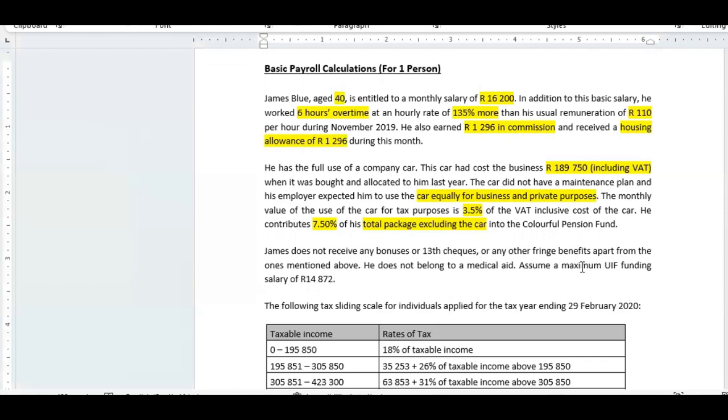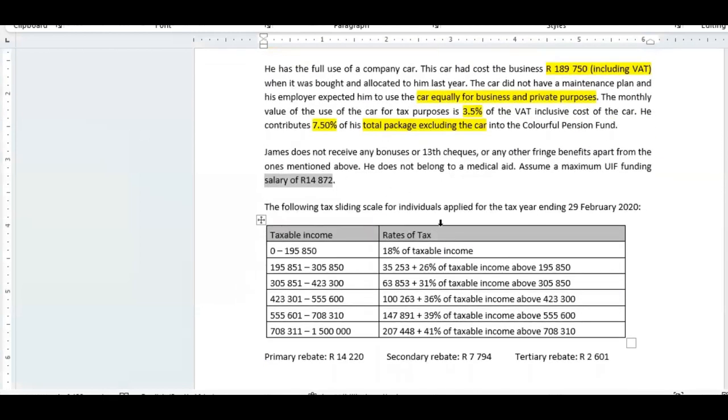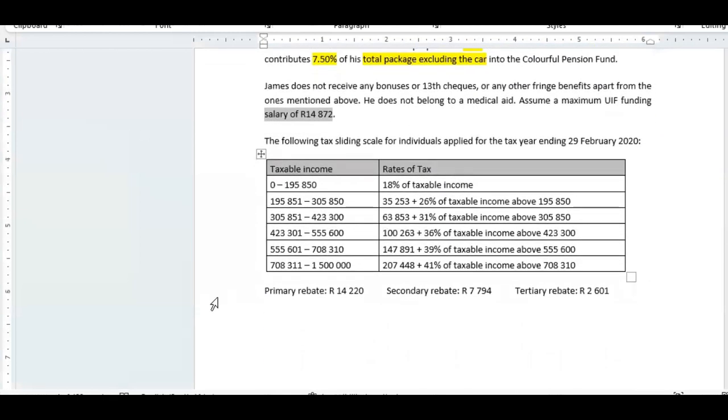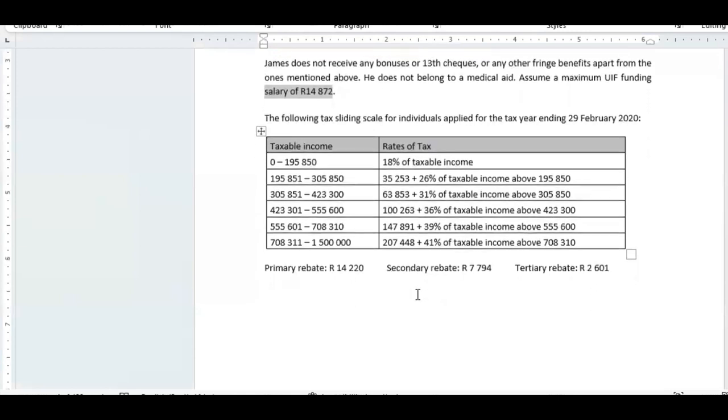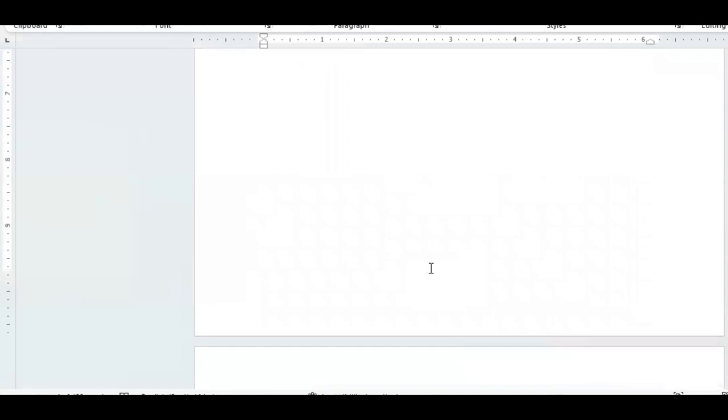And then they say to us, assume a maximum UIF salary of 14,872, and then they give you the tax table with the rebates that was applicable for this year. Of course, in your case, it's now already 2023. These numbers would have changed, and that number would have changed, but the principles do not change.